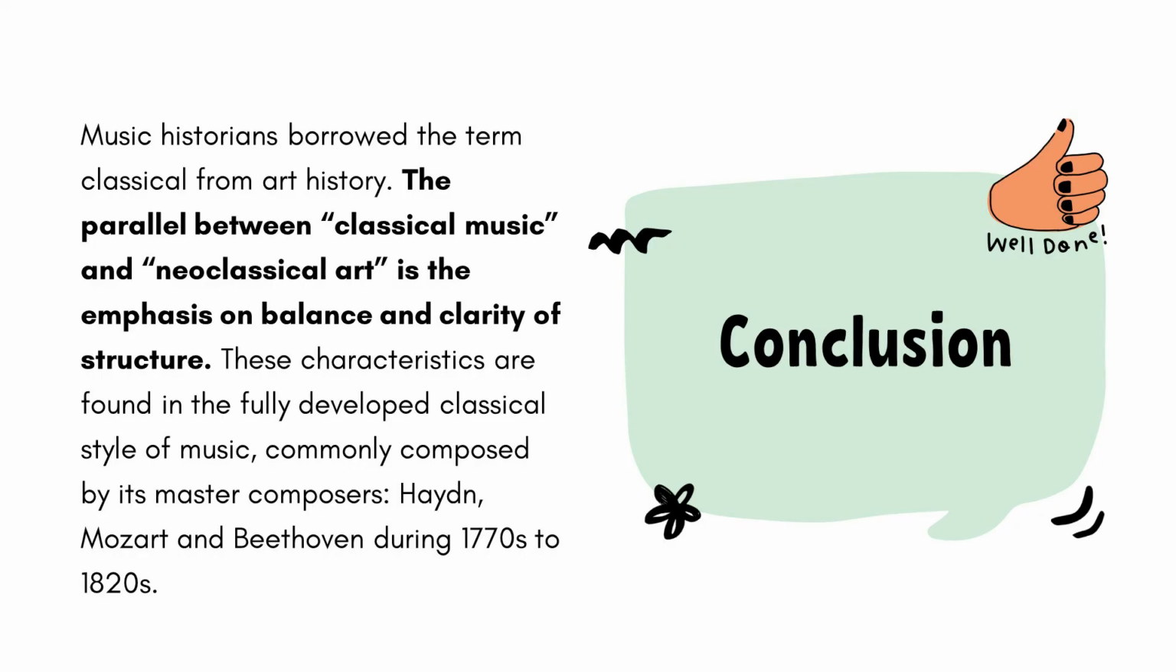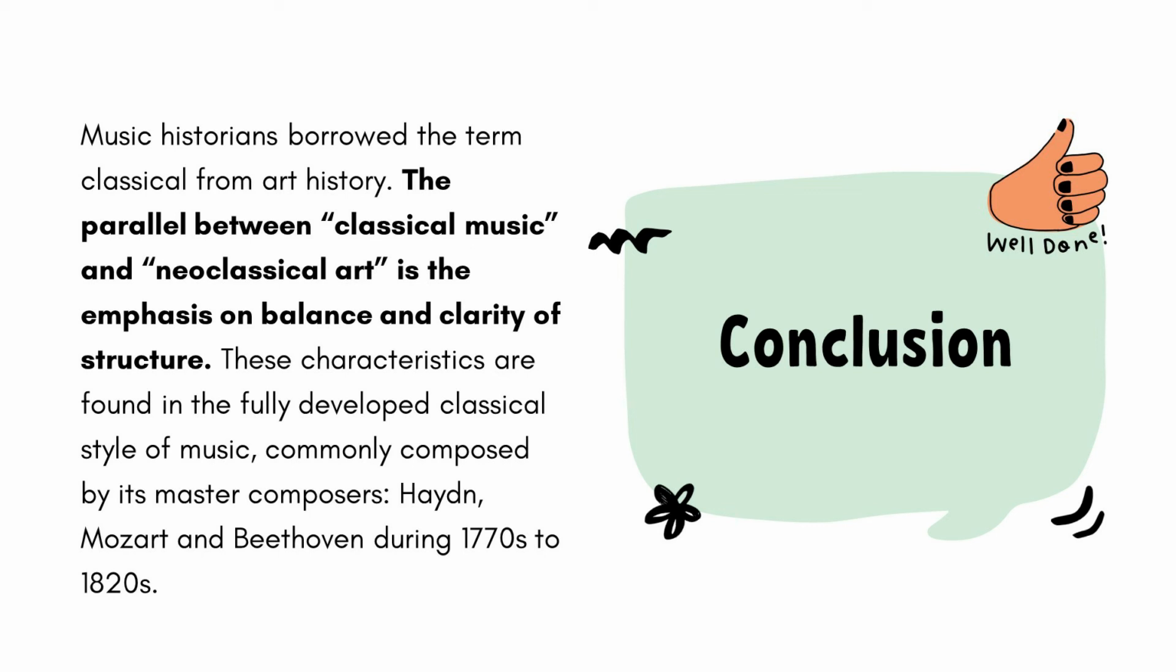So music historians borrowed the term classical from art history. So the parallel between classical music and neoclassical art is the emphasis on balance and clarity of structure. So doon pala nanggaling yung salitang classical music. Meron siyang relationship dun sa style ng neoclassical art na nag-e-emphasize dun sa balance and clarity.